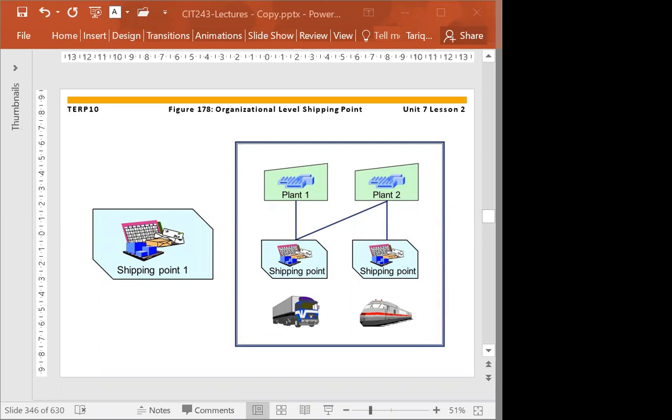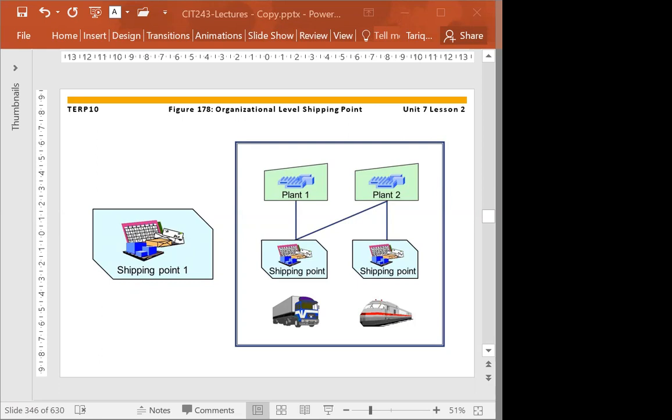Okay, you can say that a shipping point is a physical place that is near to the delivering plant. It could be a railroad, it could be even a loading ramp on the delivering plant. It could be a rail depot, it could be a mail depot, it could be even the loading ramp on the same place.